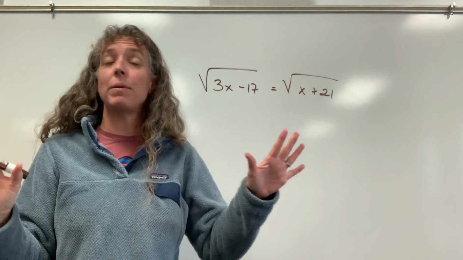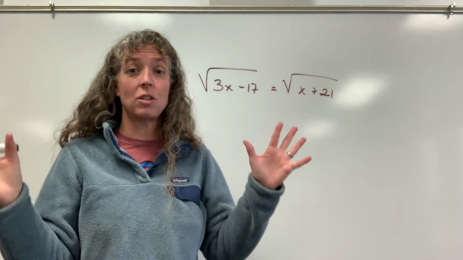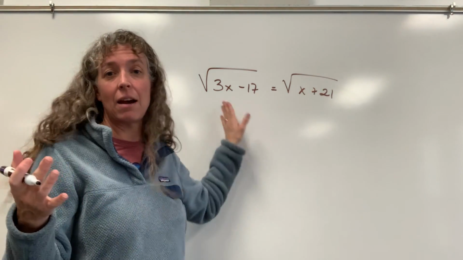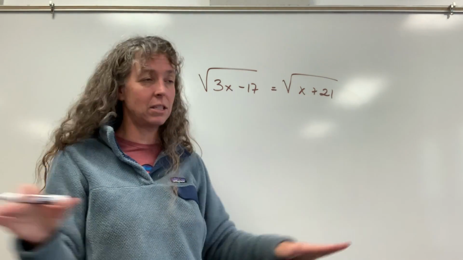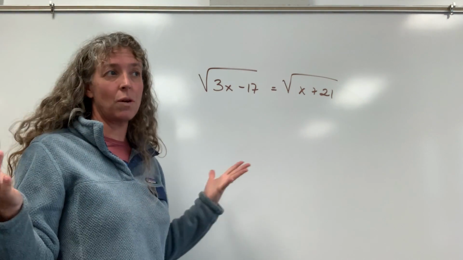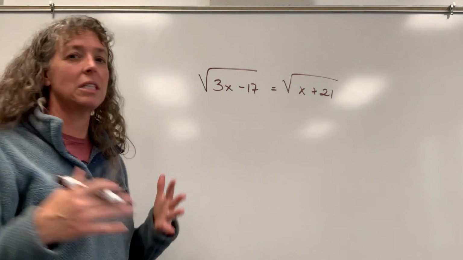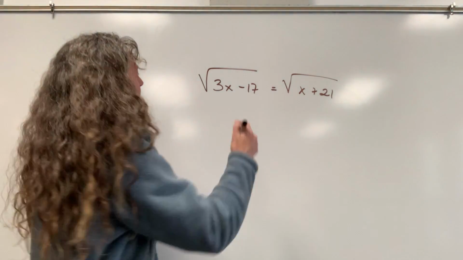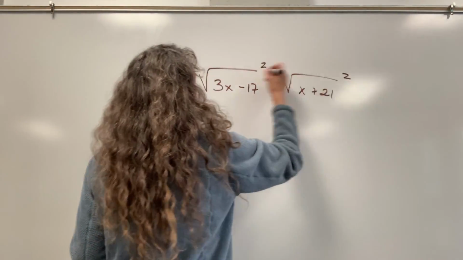So our first job is to go ahead and get rid of the square roots because that's all we can do. We can't move things in and out of square root signs. That's not okay. That's a don't do that. And to get rid of a square root, we square it. So we're going to square this side and we're going to square that side.